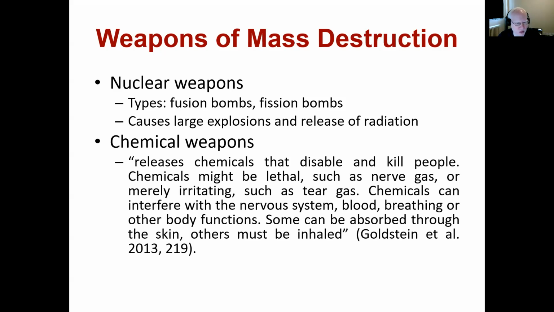So they release chemicals that disable and kill people. Chemicals might be lethal, such as nerve gas, or merely irritating, such as tear gas. Chemicals can interfere with the nervous system, blood, breathing, or other bodily functions. Some can be absorbed through the skin, others must be inhaled. So there's a variety of different chemical weapons, but they're different chemical compounds that have some effect on the body.